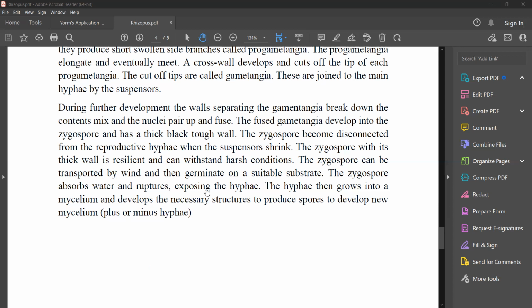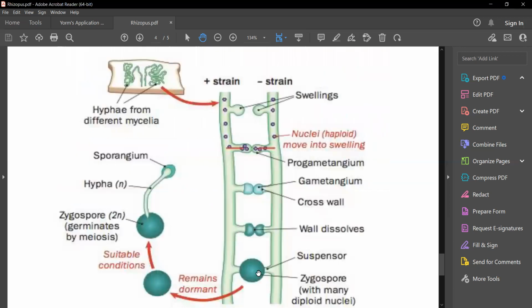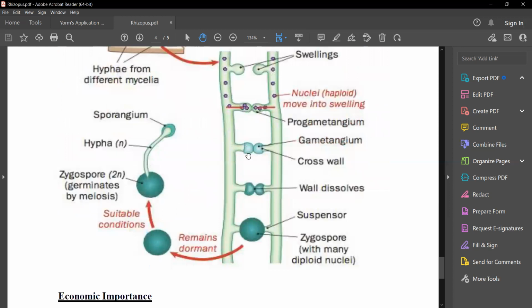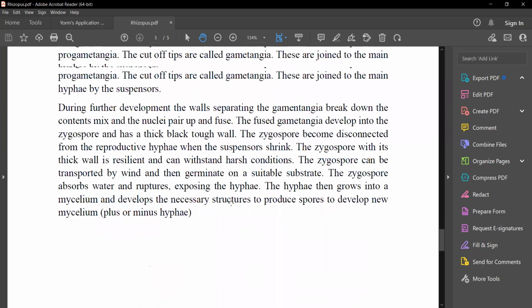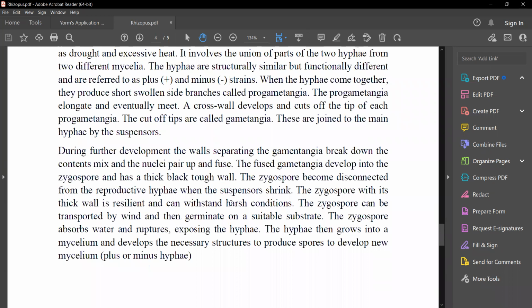Now let's go back to the diagram. So you can see the gametangium, there's the mixture of the cellular material. Then you form this hard structure here, which is known as the zygospore. Now, when the zygospore is ready to develop into a new hypha, which will then go on to form the mycelium, what happens is that these suspensors would shrink. They'll dry off, leaving the zygospore alone. So now the zygospore remains dormant, right? So meaning it has no work to do until it feels it's ready to produce a new hypha or a new mycelium.